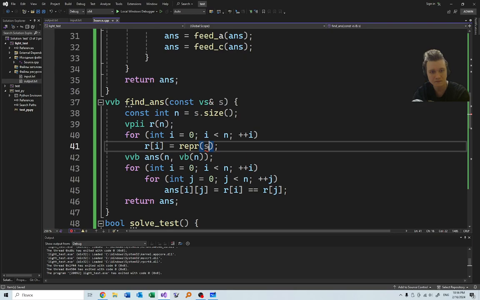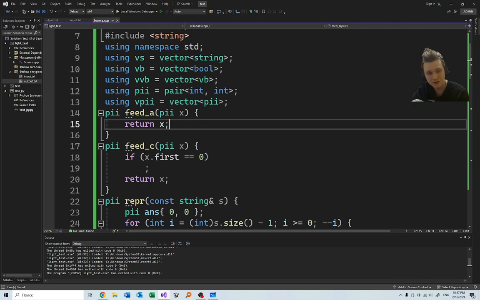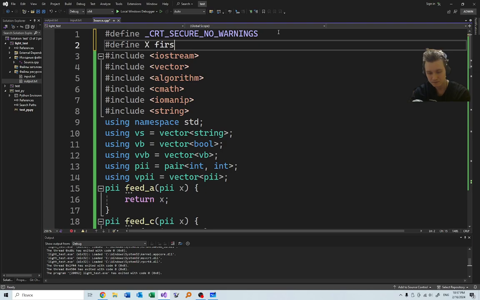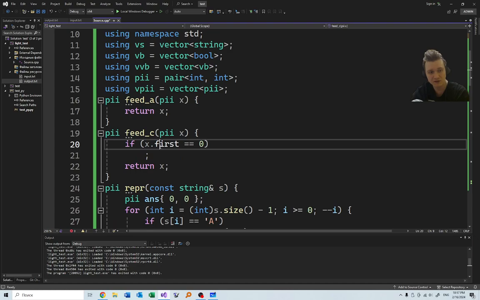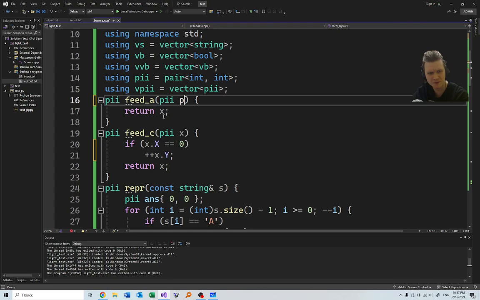Finally, we need to write these two functions, which shouldn't be hard. Okay, so first of all, if x.first equals 0, okay, let's just return x in the end. So x will be the pair which we return. So if x.first is 0, then we simply add 1 to the second one. And else, let's also call this pair p, because I don't like it when I have x.x.